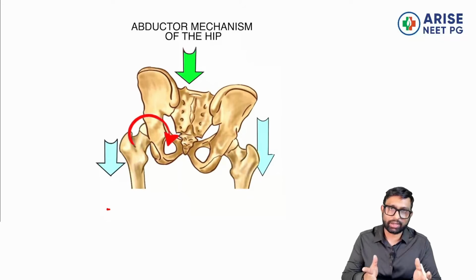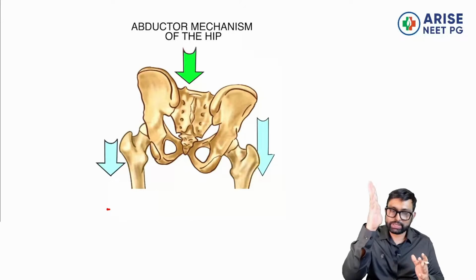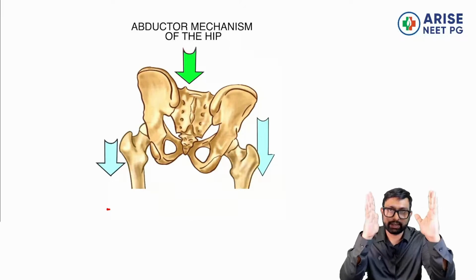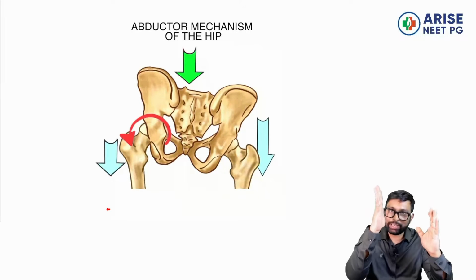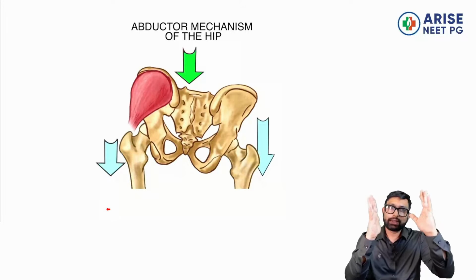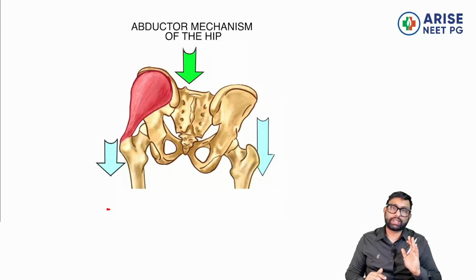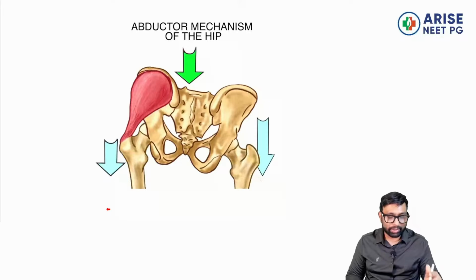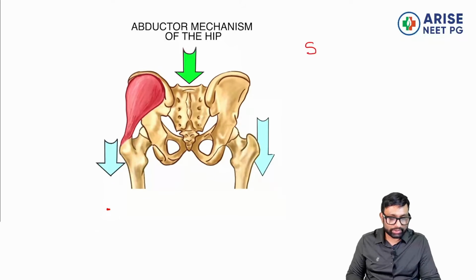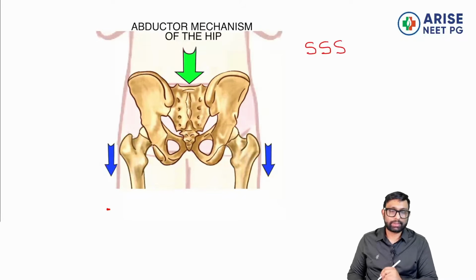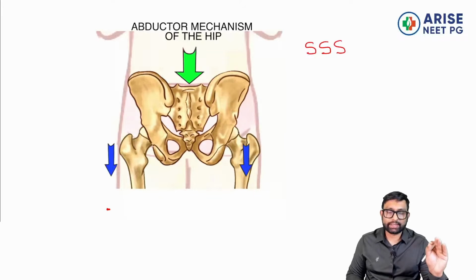Let's remember it another way. This is the unsound side, right side. This is the sound side. So if the patient stands on the unsound side, the pelvis drops to the sound side. So the mnemonic to remember the Trendelenburg test is sound side sinks. Sound side sinks. Okay, so this is how you'll understand this.